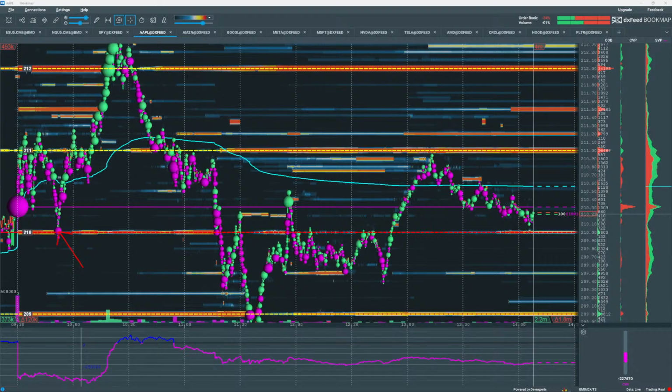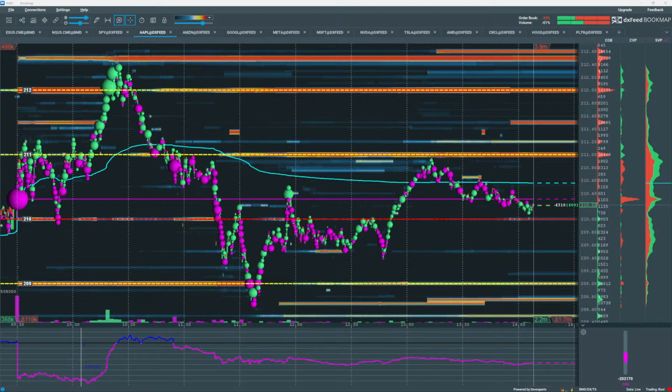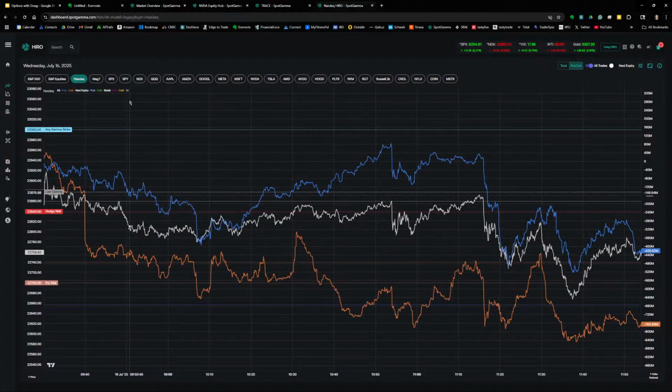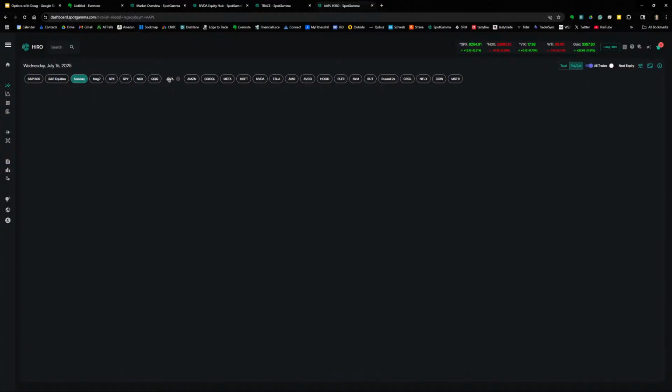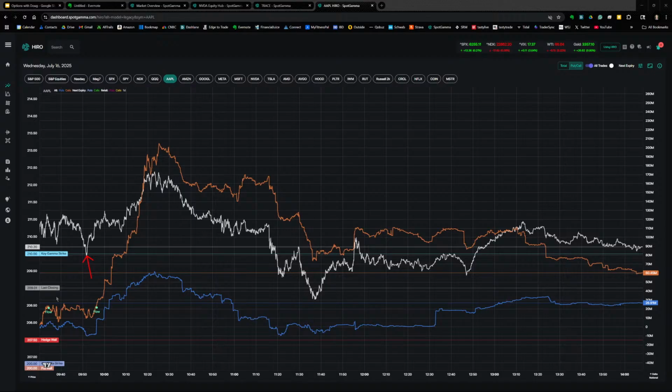Let's see what options traders are doing. And again, I looked at this before all the news came out. So let's take a look at Apple. Let's see what options traders are doing. So this is a very bullish setup here. Support at the 210 key gamma strike. A couple of flow alerts come in, get your attention.